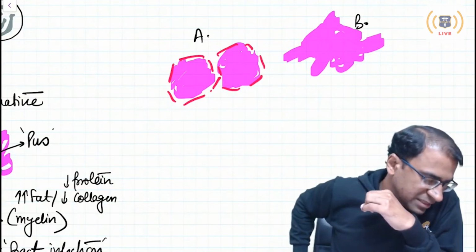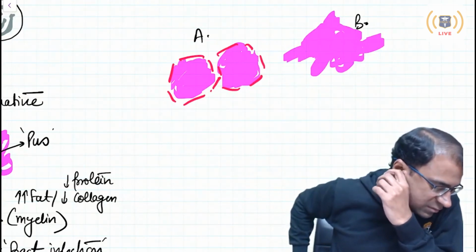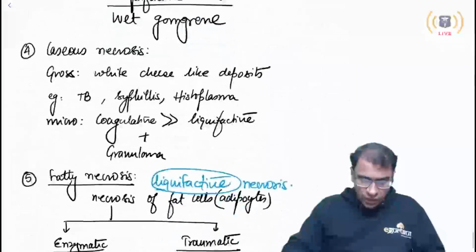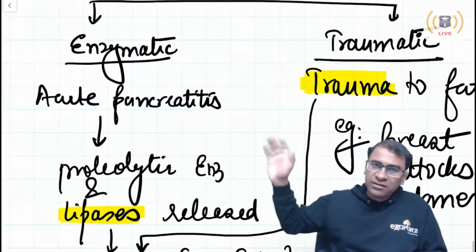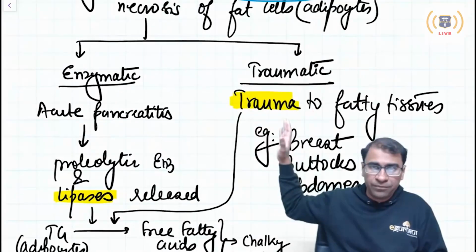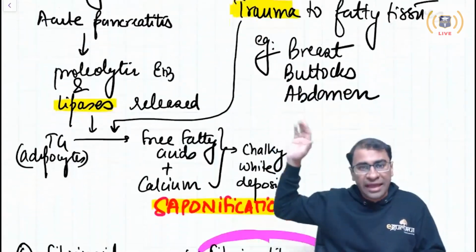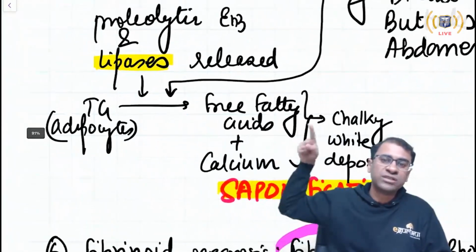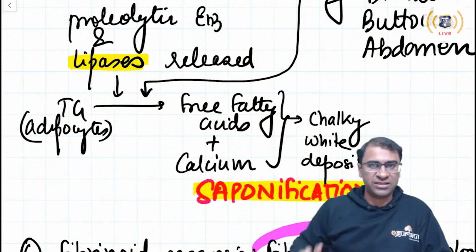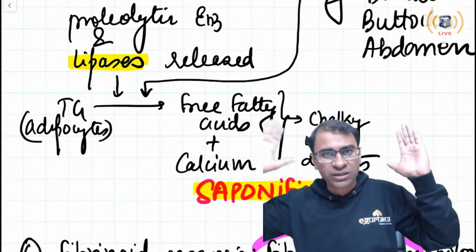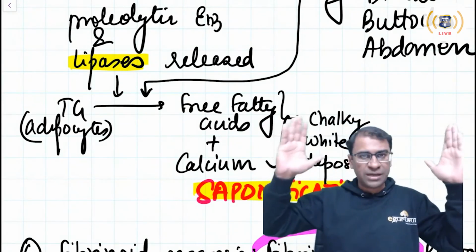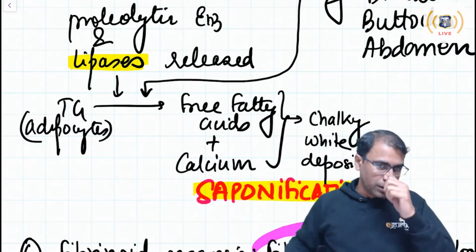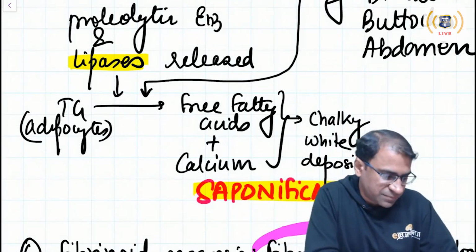Again, the comparison between enzymatic and traumatic. It's not a comparison, it's a type of damage. If you look here, either the enzyme or trauma can damage the adipocytes and will cause free fatty acids. So either trauma or the enzymes, they will cause the same effect: the damaged adipocytes cause the free fatty acids.